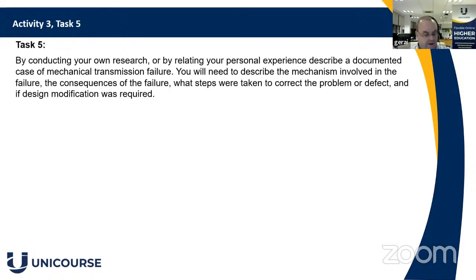Right, task 5. So we're getting towards the end now. So task 5, I'll read the question. By conducting your own research, and you'll find this quite interesting actually, or by relating to your personal experience, I don't think many of us have that sort of personal experience, describe a documented case of mechanical transmission failures. So you'll need to describe the mechanism involved in the failure, the consequence of failure, what steps were taken to correct the problem or the defect, and if any design modifications were required. Okay, so how are you going to address that?